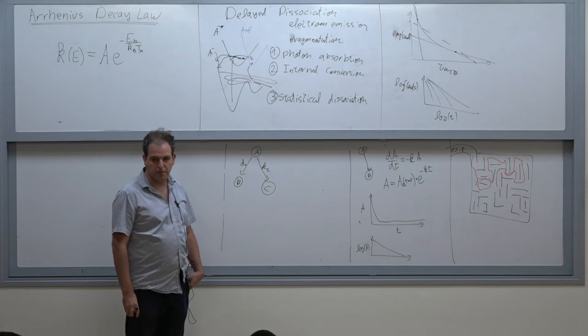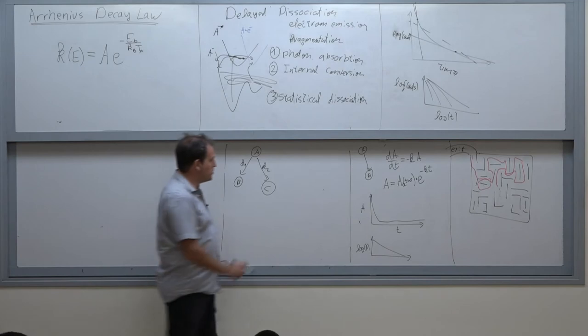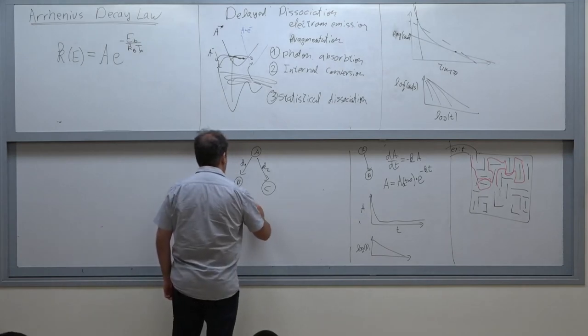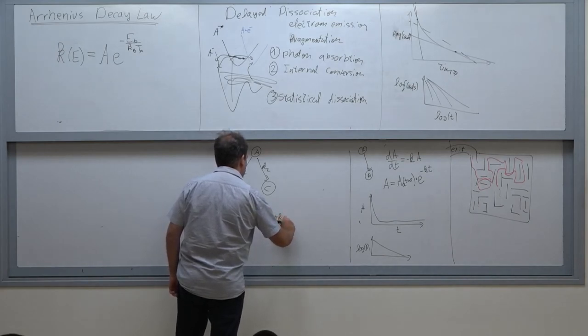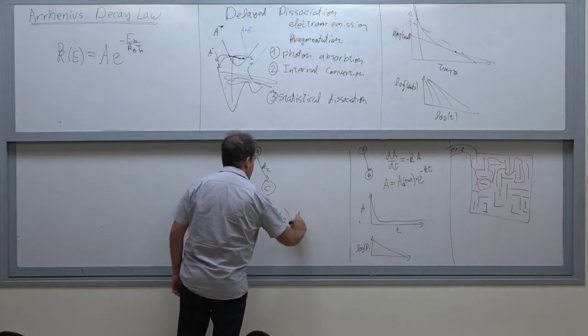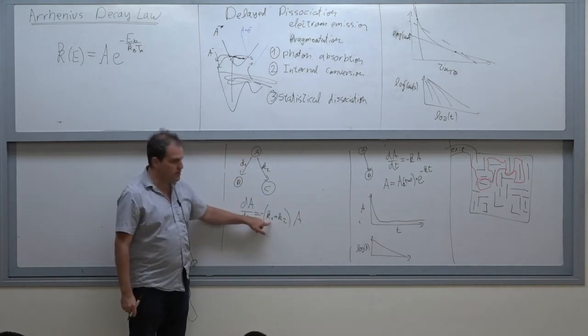Larger of the two. Sorry? Depends on which k is bigger than the other. I mean, which rate is. So will it be a single exponent? No, you'll have two, but eventually only one of them dominates. Yeah, so it turns out that in this case, dA over dt will be minus (k1 plus k2) times A. So it will still be a single exponent, and the rate will be the sum of the two.